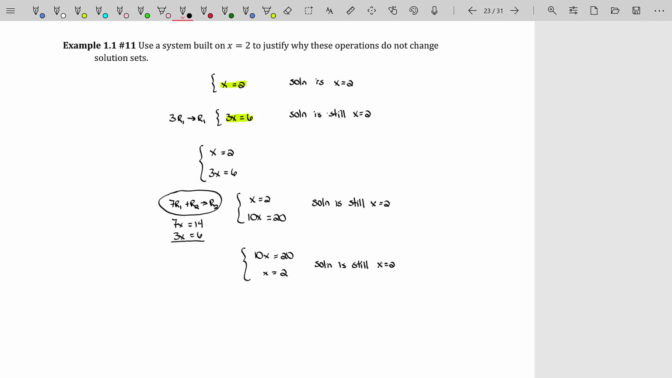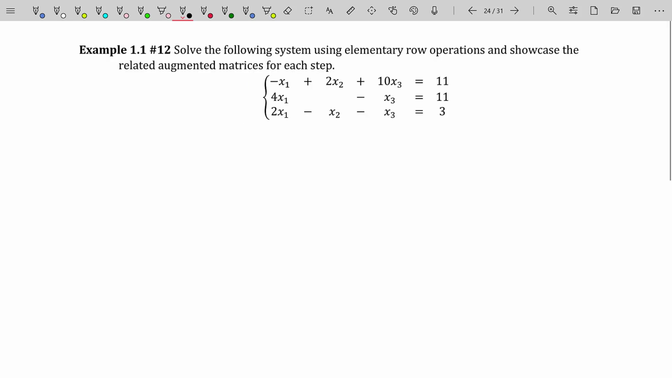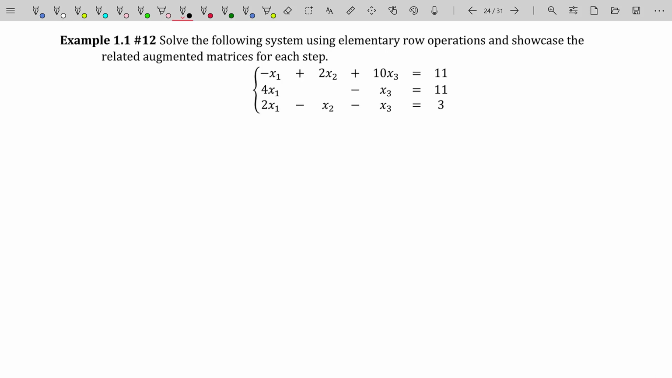Now obviously this is a trivial example, but let's go ahead and apply elementary row operations to a real problem. And it's kind of silly of me to say a real problem because they're all real exercises, but this is just a larger exercise. How's that? Solve the following system using elementary row operations and showcase the related augmented matrices for each step. So I'm bringing in some of the language we used in the previous video.